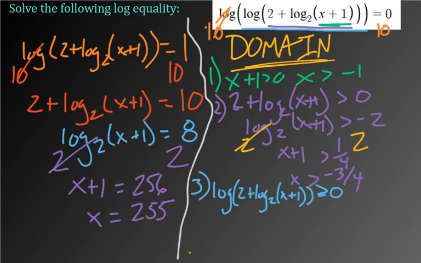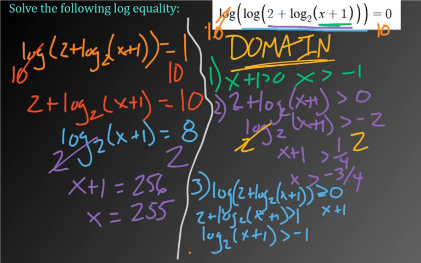Kill off the outer log with a base 10. So then you have 2 plus log base 2 of x plus 1. 10 to the 0 is 1. So it has to be greater than 1. Minus 2. I'm running out of room. So if you minus 2, you get negative 1. And then kill that log with a base 2. So then you have x plus 1 now is greater than 2 to the negative 1 is a half. And so then minus 1, you get negative a half.